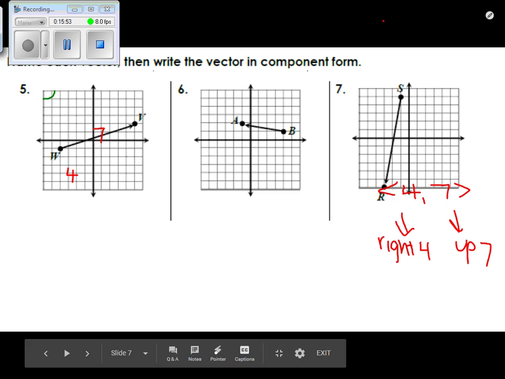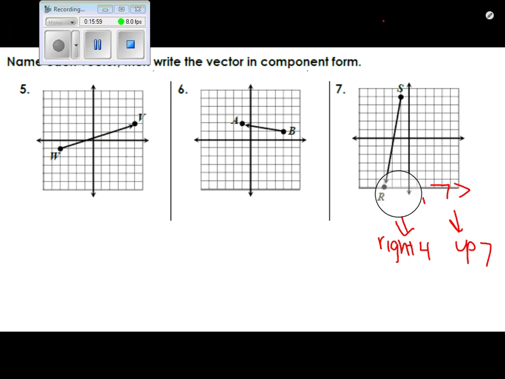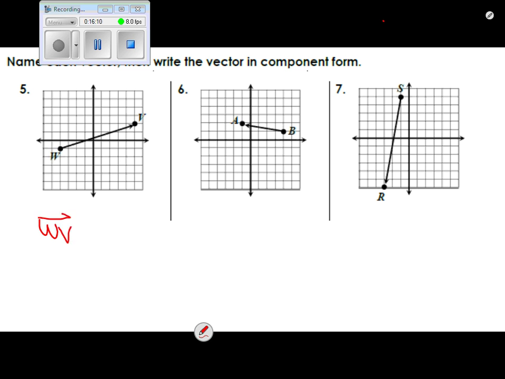All right, so we are going to name the vector and write its component form. When you name the vector, you always want to start with the part that doesn't have the arrow. So in number 5, we're starting with W, and we go to B, you put the arrow over top, and then the component form of the vector. So we need the horizontal and the vertical. My horizontal is 1, 2, 3, 4, 5, 6, 7, 8, 9. I have to go over 9 to get over here. So 9 will come first, and we're to the right, so it's positive. And then we go up 1, 2, 3, again positive. So there's your component form of the vector.